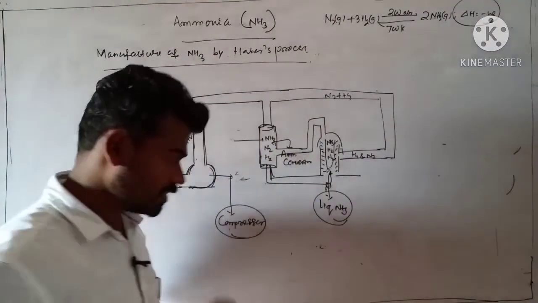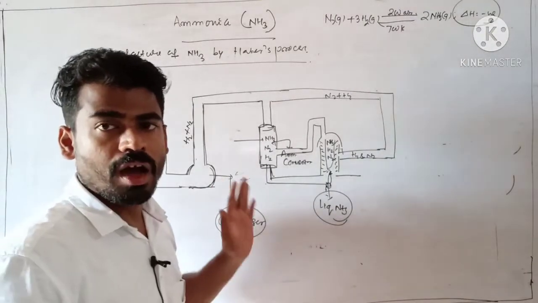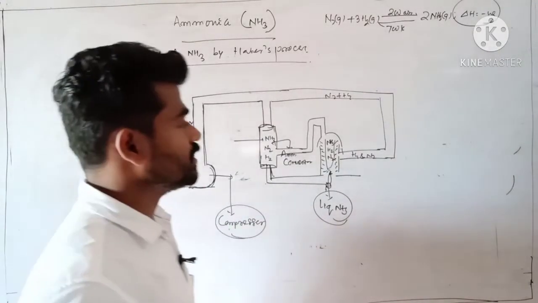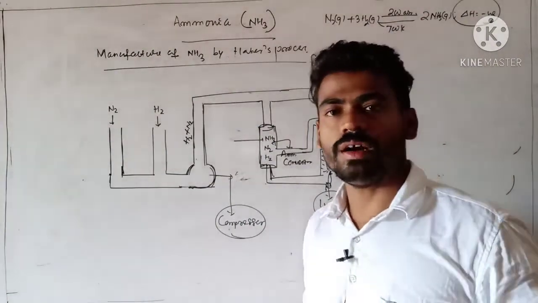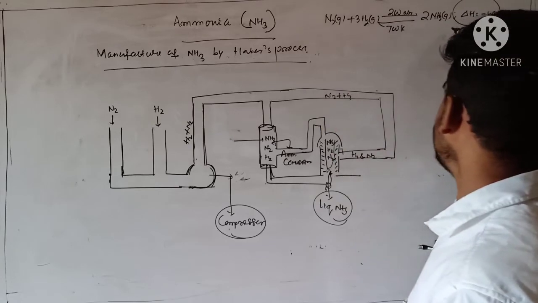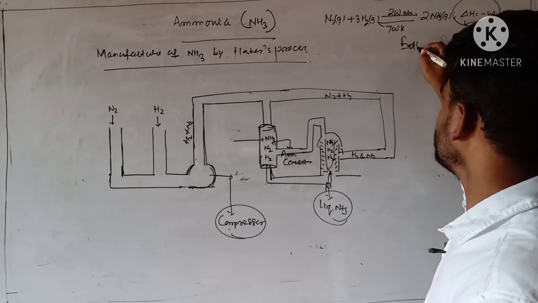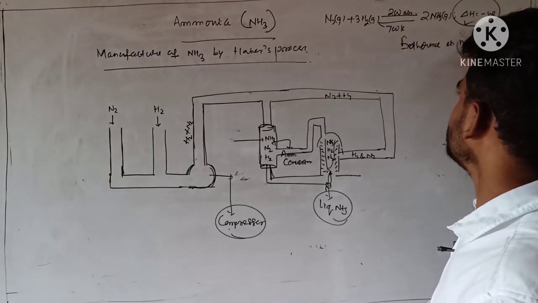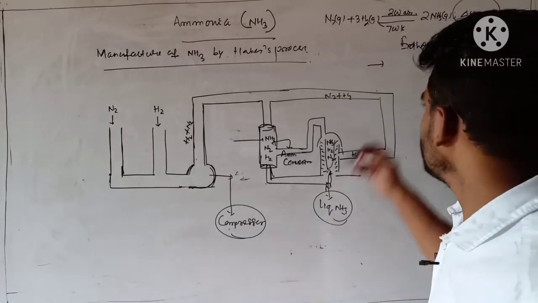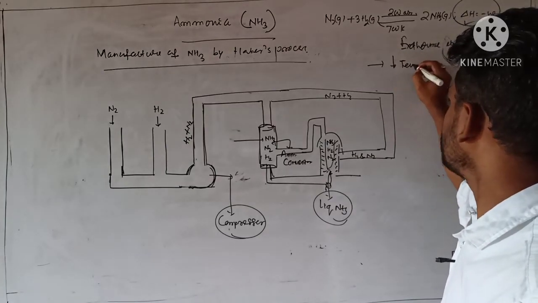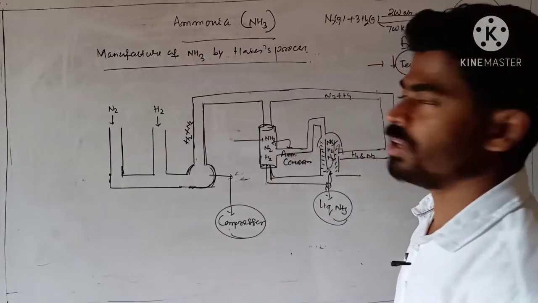So this is your Haber's process. This is called manufacturing of ammonia industrially, or Haber's process. And in this process you can apply Le-Chatelier's principle for better yield of ammonia. You know this reaction has del H negative, so this is exothermic in nature. According to Le-Chatelier's principle, for exothermic nature you can decrease the temperature. Decrease in temperature favors the liberation of ammonia.